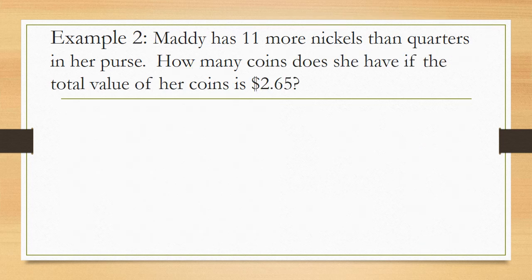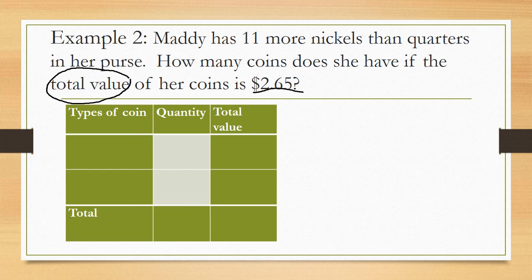Now let's take a look at the second example, which is very similar to the first example. The only difference between them is that now, instead of having the total number of coins, we have the total value of the coins, which is $2.65. So I'm going to use the same table that I used in the first example. And in this example, again, we have nickels and quarters. We need to represent quarters with X, since quarters is mentioned later after nickels, and then nickels is going to be represented with X plus 11.